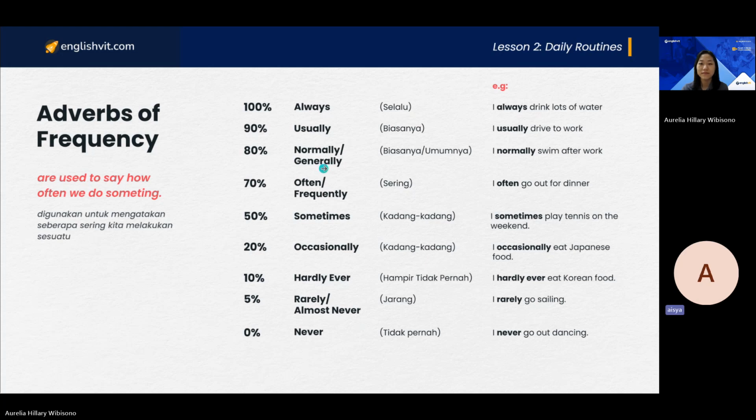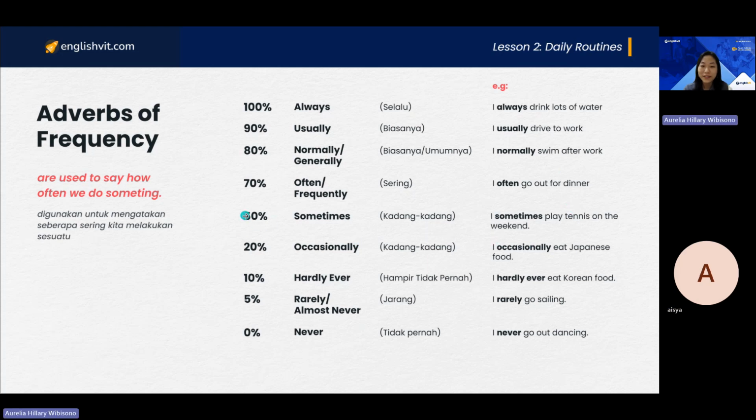Terus for the 80% itu normally atau generally atau biasanya atau umumnya. I normally swim after work. 70% often atau frequently, sering. I often go out for dinner. Terus 20% occasionally, kadang-kadang, atau I occasionally eat Japanese food.